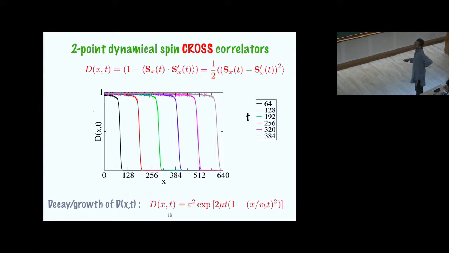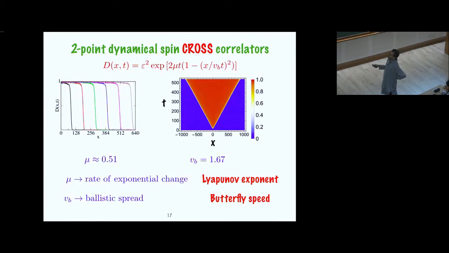So we can find a functional form of this decay or growth region of D, which is of this form. Notice that there are two things, this mu and this v, which characterize this effect. Mu, within numerical estimate, is 0.51, and v is 1.67. Mu characterizes the exponential change and is related to the Lyapunov exponent, at which the perturbation is growing at a particular point in x, and v characterizes the ballistic spread, which is typically referred to as the butterfly speed in the system.